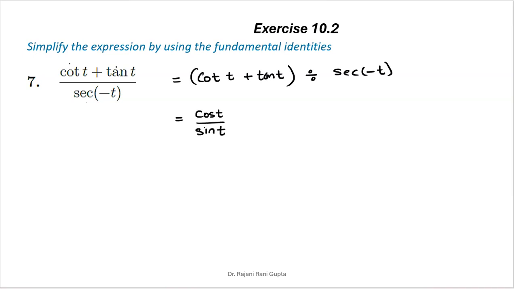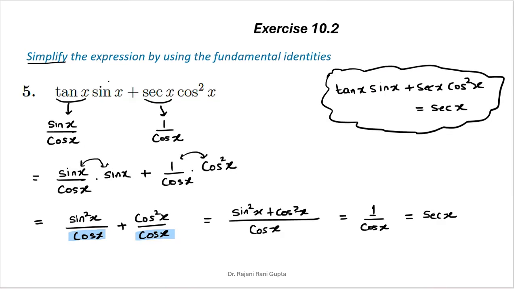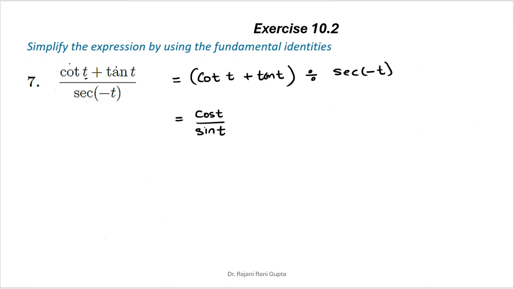Have you noticed something here? In place of theta, you have t. In the previous question, you were having x. So they can change the variable. It doesn't matter. You can use the same rules. Okay. Tan of t is sine of t over cos of t, divided by secant of minus t.